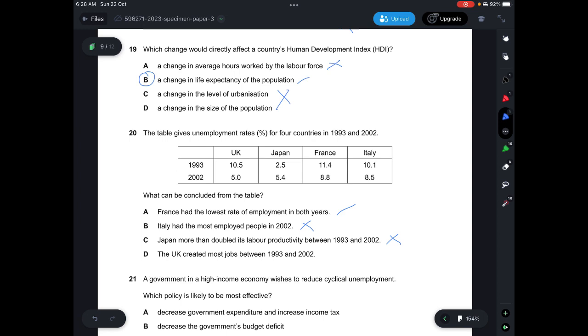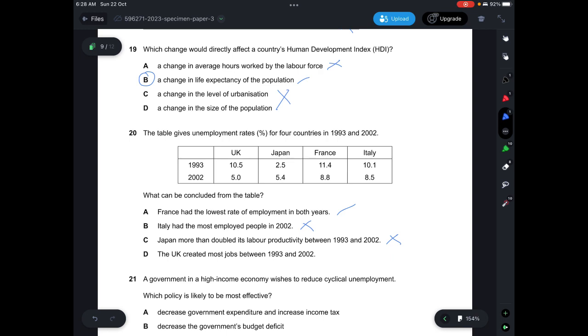Oh, and also to add on for C, because you cannot directly compare labor productivity and unemployment, you cannot conclude from the graph itself that Japan has doubled its labor productivity, because there's no proof that its labor productivity has doubled. You can only see that the unemployment rates have doubled. But even if labor productivity doubled, it doesn't mean that unemployment rates would also double at the same time. Okay? There is no direct relation. There would be unemployment, but not at the same rate as its labor productivity.